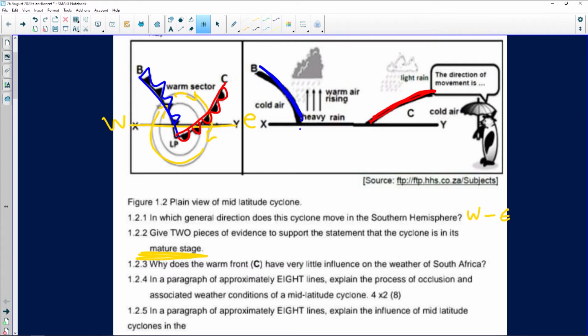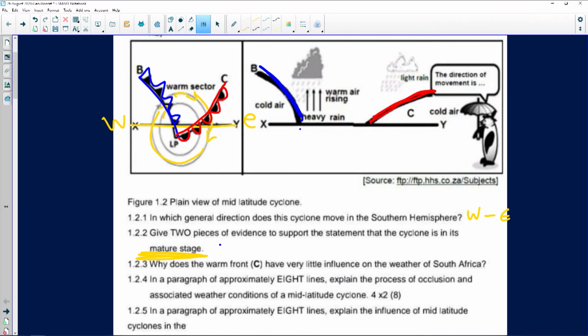Now, with the initial stage, like I've shown you, there are no fronts. It's just the polar front that's separating the air moving in opposite directions. But with the mature stage, we see two distinct fronts, the cold front and the warm front. That's also an easy way to remember that this is a mid-latitude cyclone. So, two distinct fronts have formed.